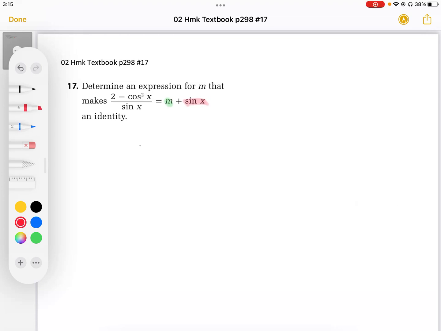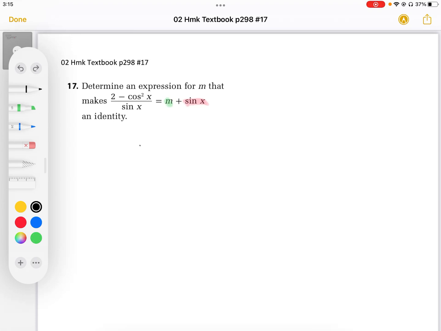Number 17, determine expression for m that makes the expression (2 minus cos squared x) over sine x equal to m plus sine x. So what we want to do is somehow on the left-hand side tease out part of it so it matches sine x. Some part of this we want to be sine x and some part of this we want to be equal to m. We don't know how we're going to do that until we tease out the sine x part of this.